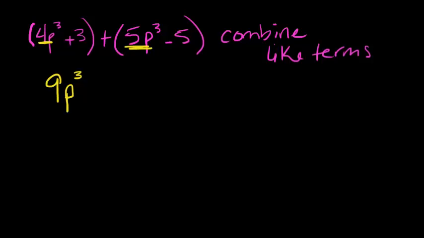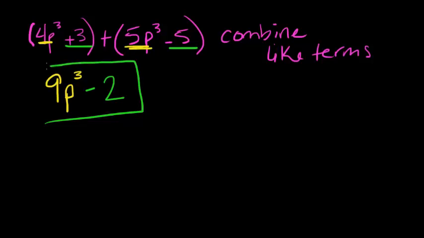The other thing we have to combine is we have a positive 3 and a negative 5. Positive 3 minus 5 gives us a negative 2, and that's the final answer. You cannot combine them any further because there are no more like terms.